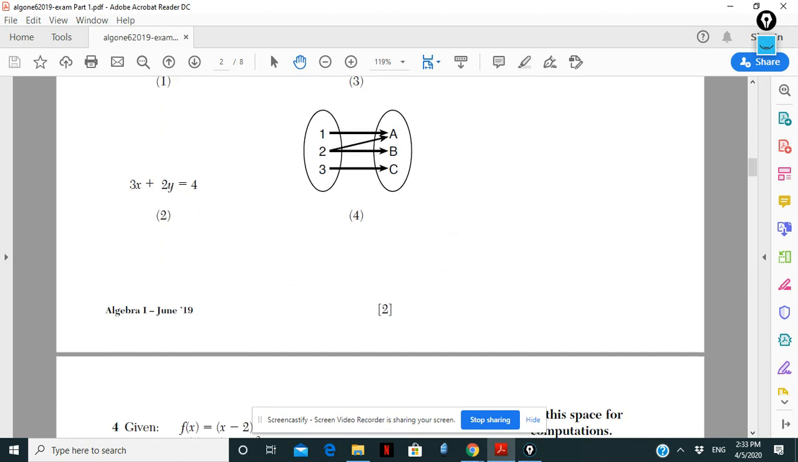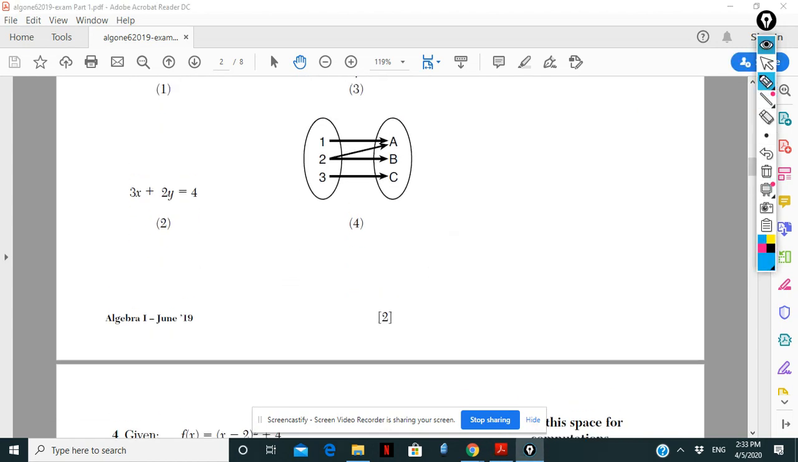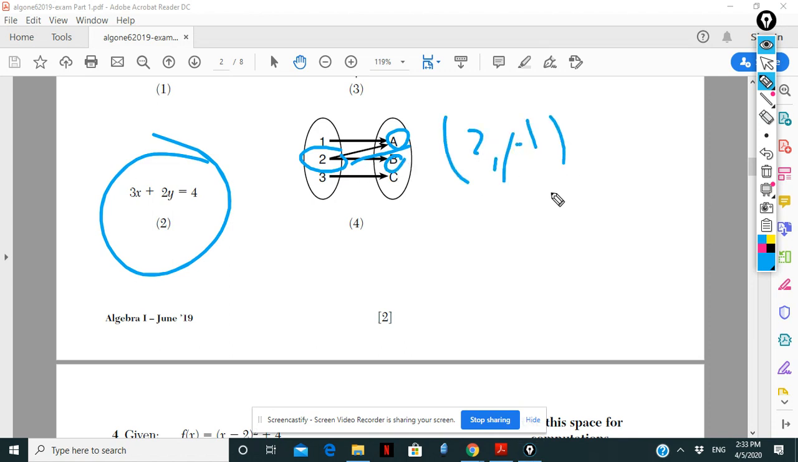Now for the others, here that's a linear function. But if you're looking here, the 2 has two values, 2a and 2b. So this one isn't a function, so number 4. Okay.